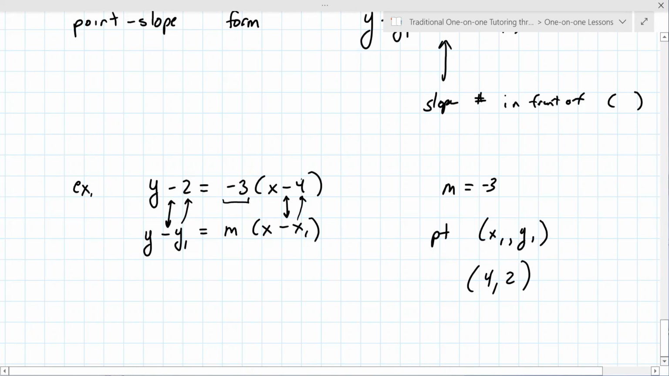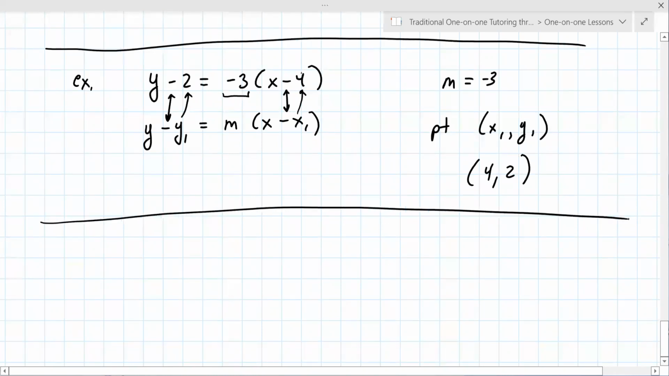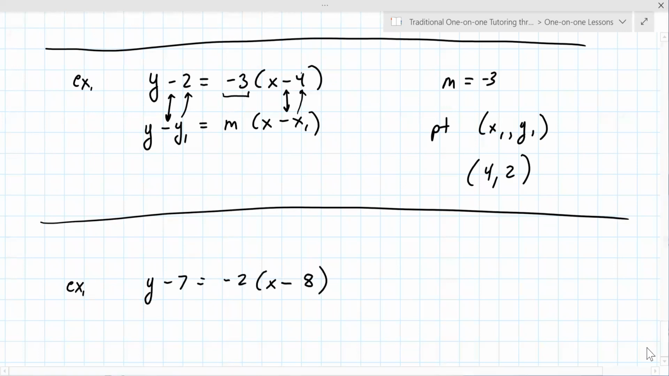All right. So let's try another one here. This is all review though. This is algebra 1 stuff that you see in geometry. So let's do another example. Let's say it's y minus 7 equals -2 x minus 8. What is the slope? The slope is -2. And what is the point? The point is -8.